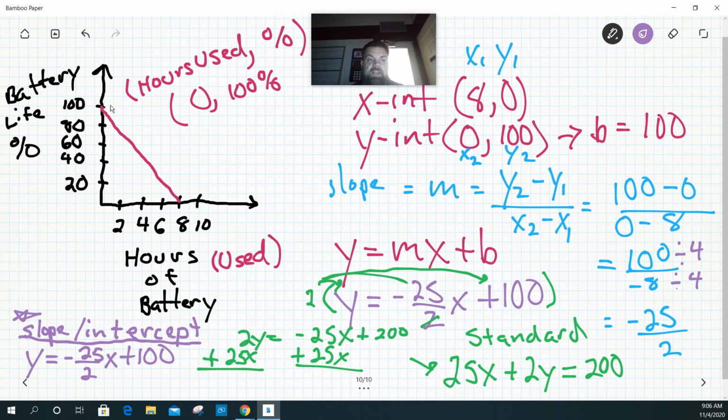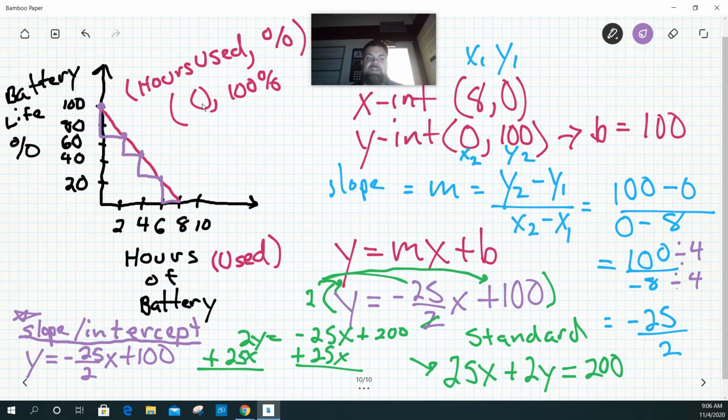In other words, if I come here and I put my y-intercept at 100, if I go down 25 and over 2, I'm on the graph. Does that make sense? If I go down 25 and over 2, I'm on the graph. So that's what the slope does for me.